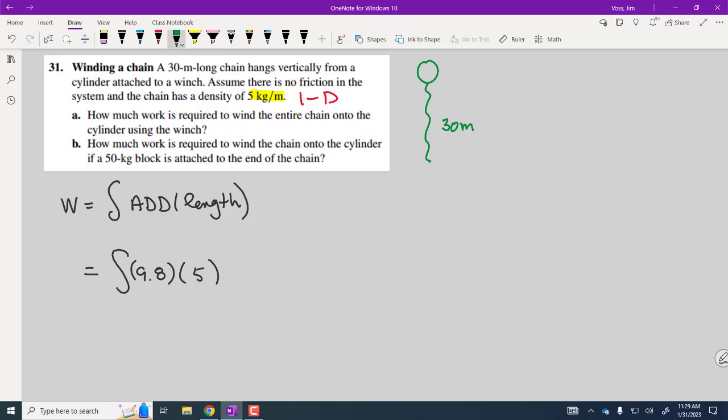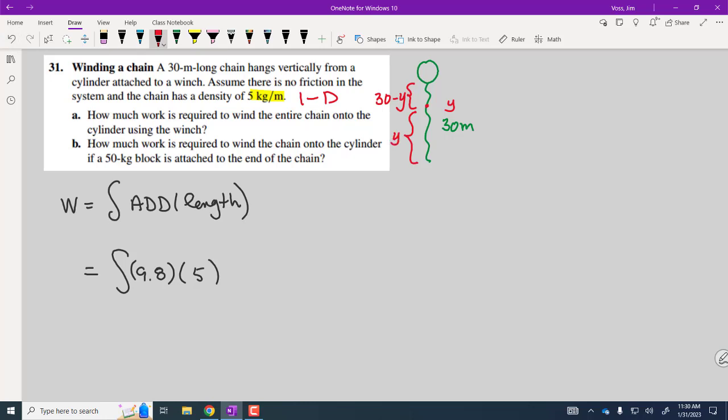Okay, we're going to pick a representative piece of chain, a link of chain, and that link of chain is going to be at a height of y. So how far does that travel then? 30 minus y. That's how far it travels. So we've got our representative link of chain at a height of y. This distance right here is y. From there to there is y.